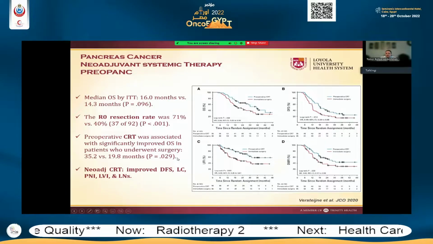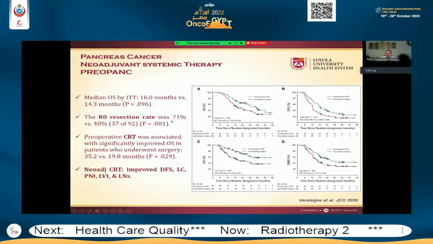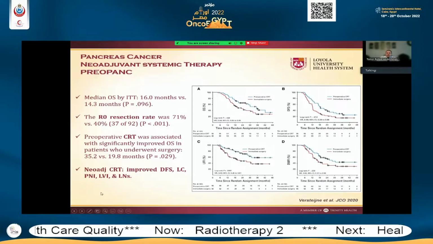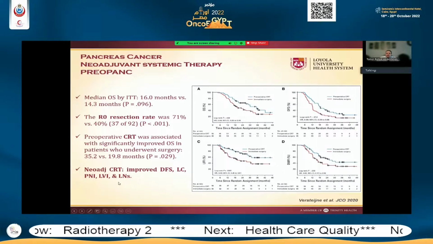In the initial result, that was a negative study. The primary endpoint of overall survival by intention to treat was not met. It was published in JCO in 2020, 16 months versus 40.3 months, not statistically significant. Everything else was better. R0 resection was better, 71% versus 40%, quite significant here. Neoadjuvant chemoradiation improved disease-free survival, local control, perineural invasion, lymphovascular invasion, and positive node rate.